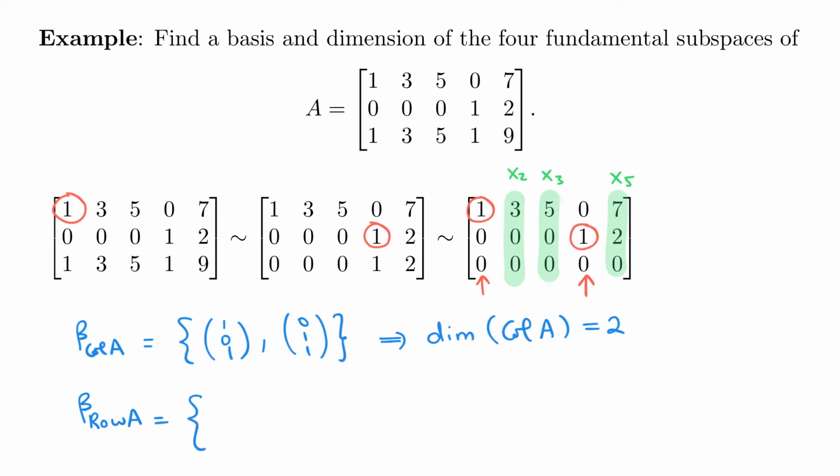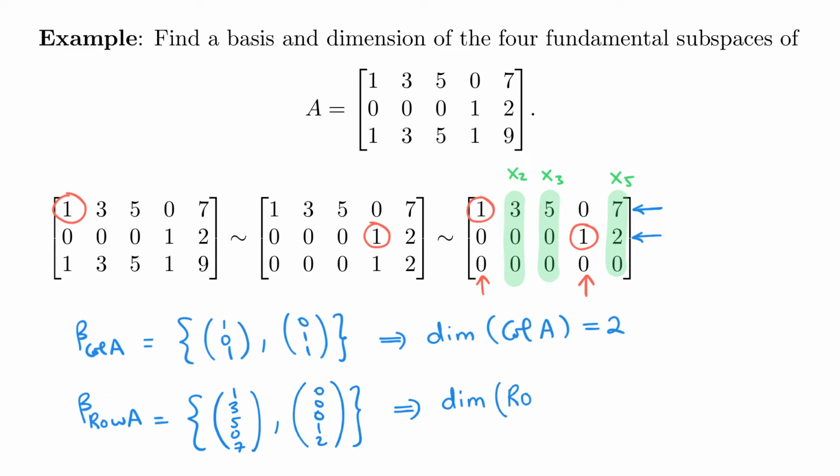look at the non-zero rows in the row echelon or reduced row echelon form of A. That is this row right here and this row right here. So the basis for the row space of A is the vectors 1, 3, 5, 0, 7 by copying the first row, and 0, 0, 0, 1, 2 by copying the second row. Since there are two vectors in the basis, this means that the dimension of the row space of A is also equal to 2, same as the dimension of the column space of A, which is simply the rank of A.